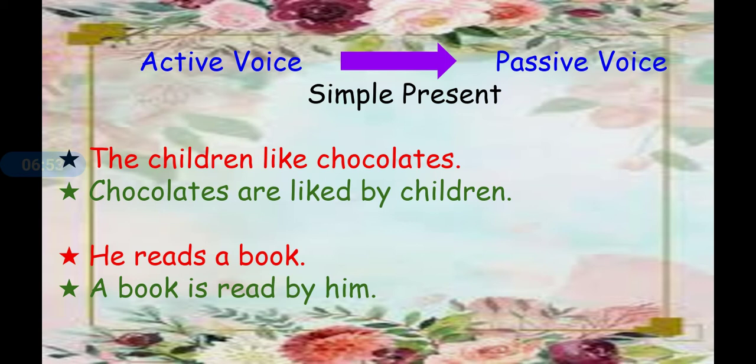He reads a book. He is the subject and a book is the object. Then we have to make object as subject. A book is read by him. So we have to use is because a book is singular. And past participle form of reads is read.